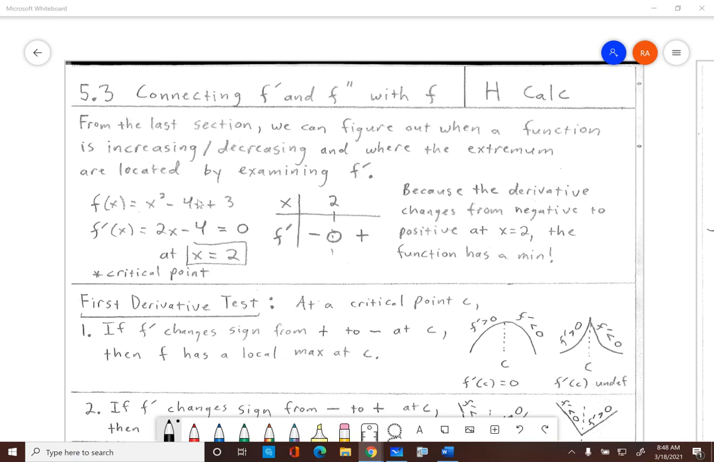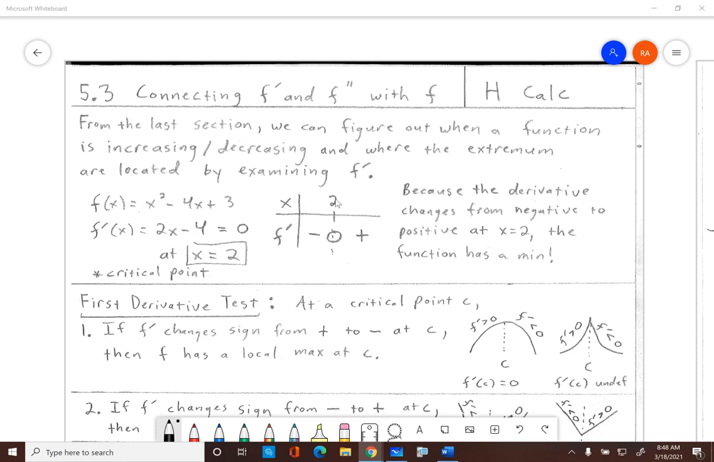So let's say we had a function like x squared minus 4x plus 3. What we did is we took the derivative, which would be 2x minus 4, and then we found the critical points. Critical points are when the derivative equals 0 or is undefined. This is never undefined because it's a line, but it is equal to 0 at x equals 2. So then I make my little sign chart.